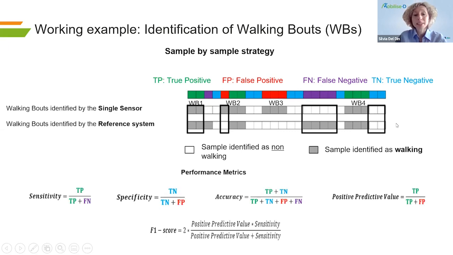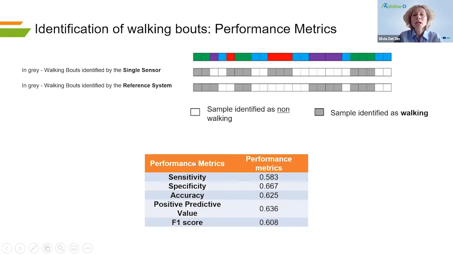The performance metrics that we then derive from true positive, false positive, false negative, and true negative are the classical ones. So we're going to look at sensitivity, specificity, accuracy, positive predictive value, and F1 score. This will give us a really, I would say, 360-degree idea of how well our algorithms work. So in this case, for example, we have an example of a performance: a sensitivity of 0.5, specificity of 0.6, accuracy, positive predictive value, and F1 score.